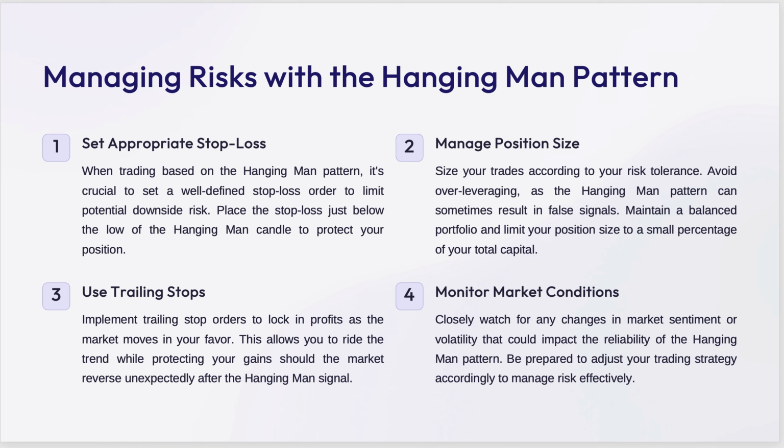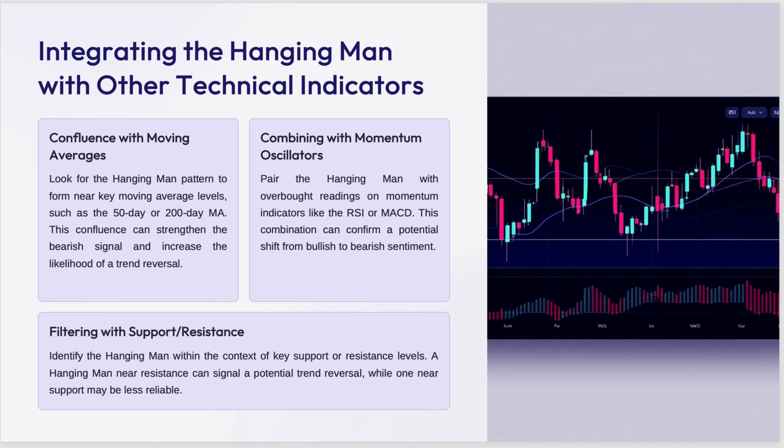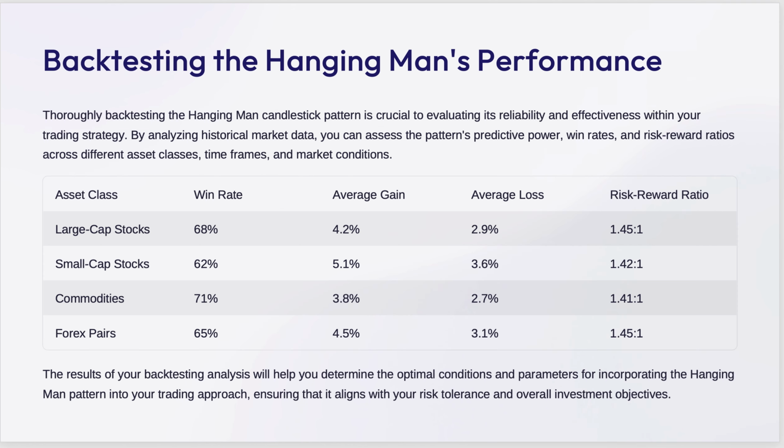Set appropriate stop losses, manage position sizing, because risk is more important than your return if you have to run in the long term. Use your trailing stop losses, monitor market conditions, how things are going. Integrating the hanging man with other technical indicators, confluence of indicators is very important. It could be moving averages, RSI, MACD or support and resistance, anything for that matter, but make sure you have something backing up your candlesticks. It could be a trend line.